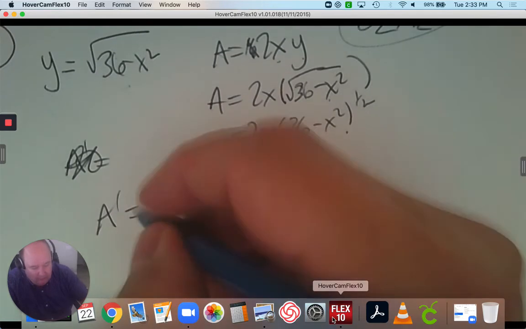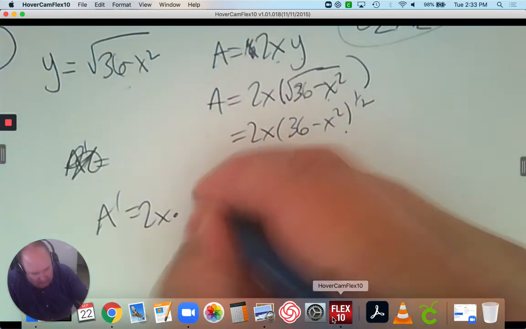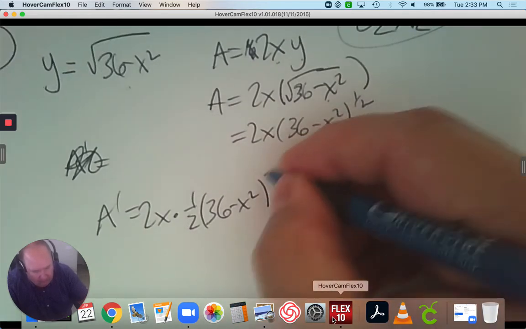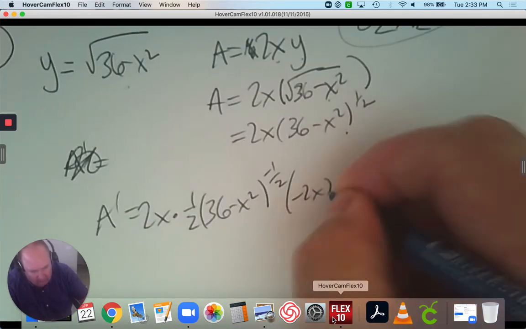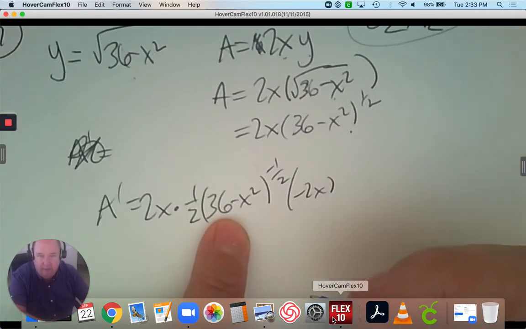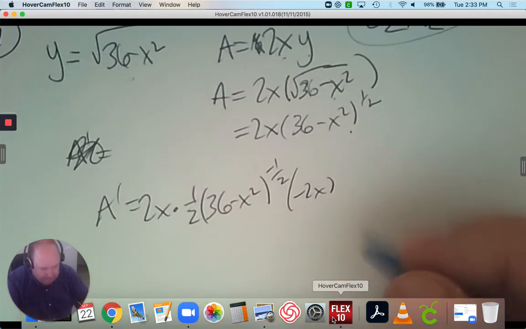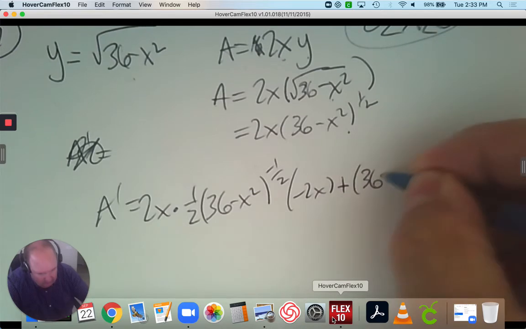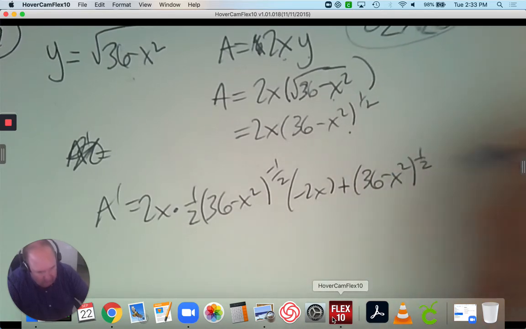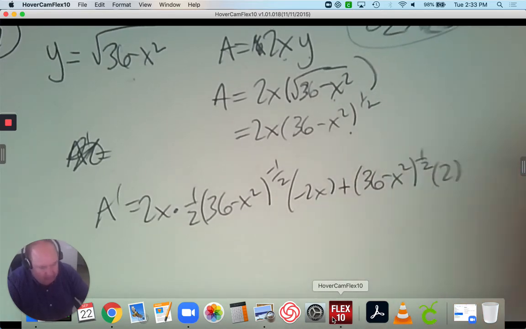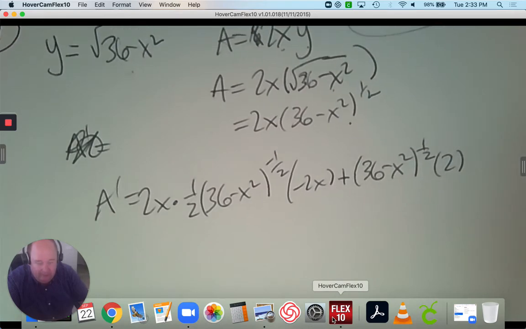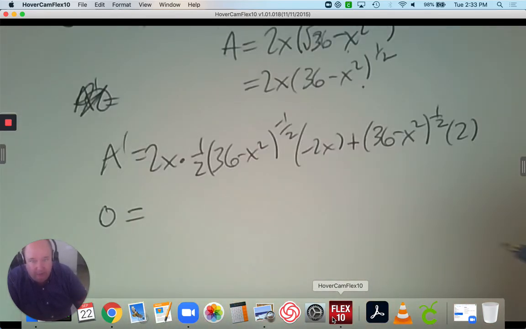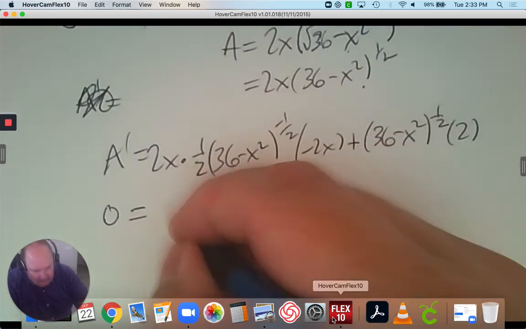The product rule is the first times the derivative of the second. So the general power rule, and then don't forget the hook. The derivative of negative x squared is negative 2x, plus the second times the derivative of the first, which is 2. All right, we're going to make that equal to 0 and do a little bit of algebra here. So 2 times 1/2 is just x.